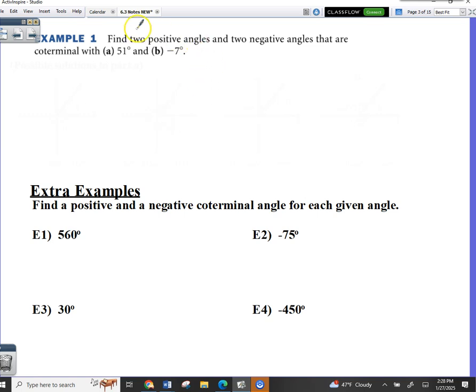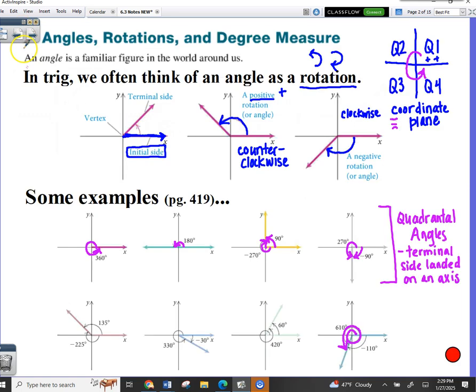Now, here's the good news. This says find two positive angles and two negative angles that are coterminal with 51 and 71. So we need to talk about this vocab word, coterminal. This means they coexist and land in the same spot.